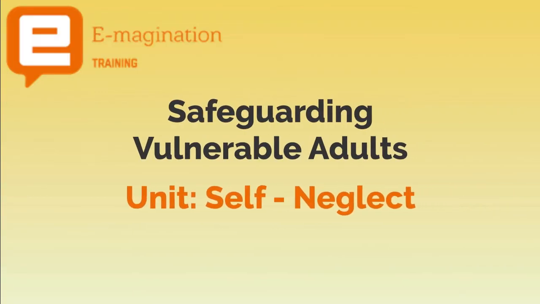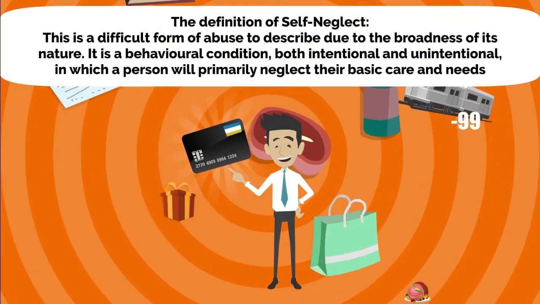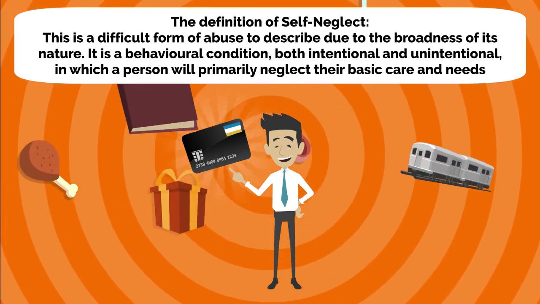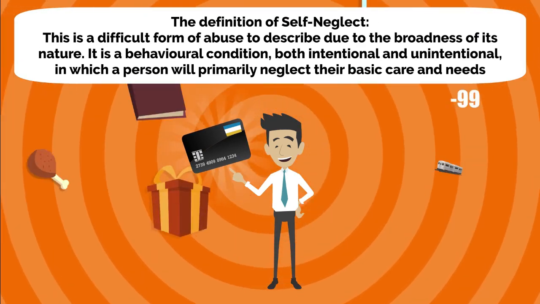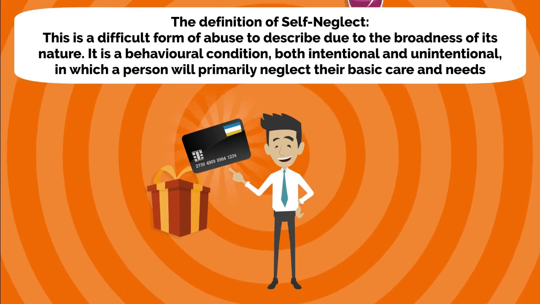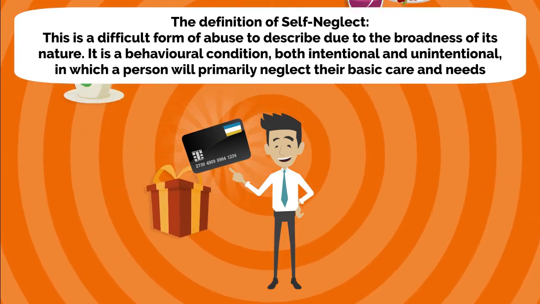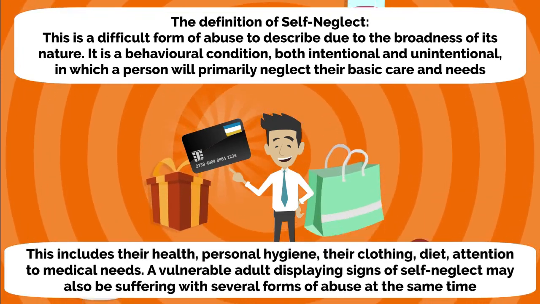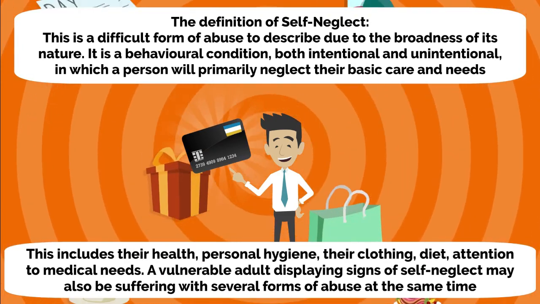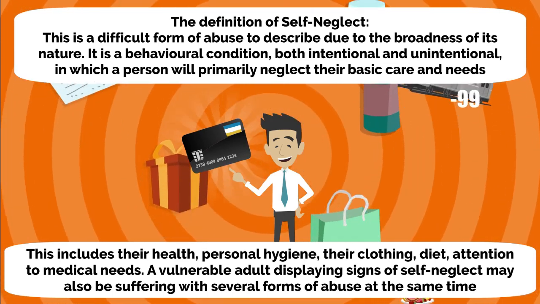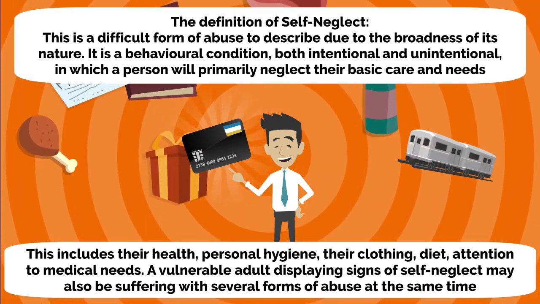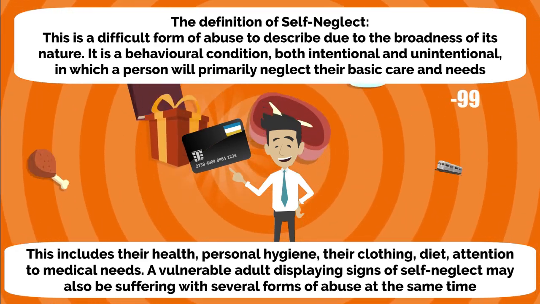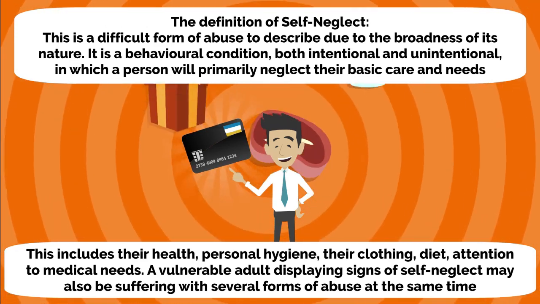We will now look at self-neglect. The definition is that this is a difficult form of abuse to describe due to the broadness of its nature. It is a behavioural condition, both intentional and unintentional, in which a person will primarily neglect their basic care and needs. This includes their health, personal hygiene, their clothing, diet, attention to medical needs. A vulnerable adult displaying signs of self-neglect may also be suffering with several forms of abuse at the same time.